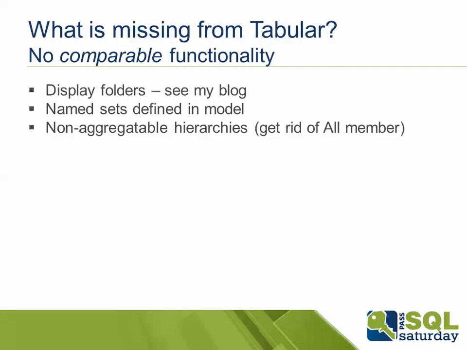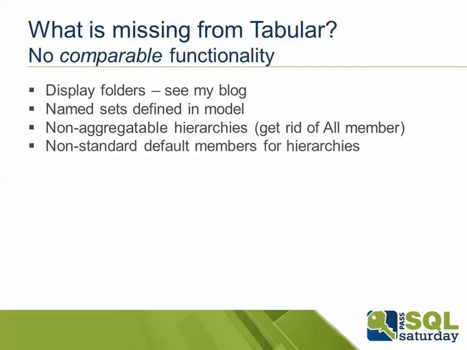When users drag the hierarchy onto the pivot table, the all member would have to show US dollars or something in that particular scenario. There's often a workaround, right? Next, non-standard default members for hierarchies. In that situation, you're going to get rid of the all member, which is normally the default member, so then you're going to have to specify another default member. Well, you can't get rid of the all member, and you can't specify the default member. So again, it's not a huge deal.